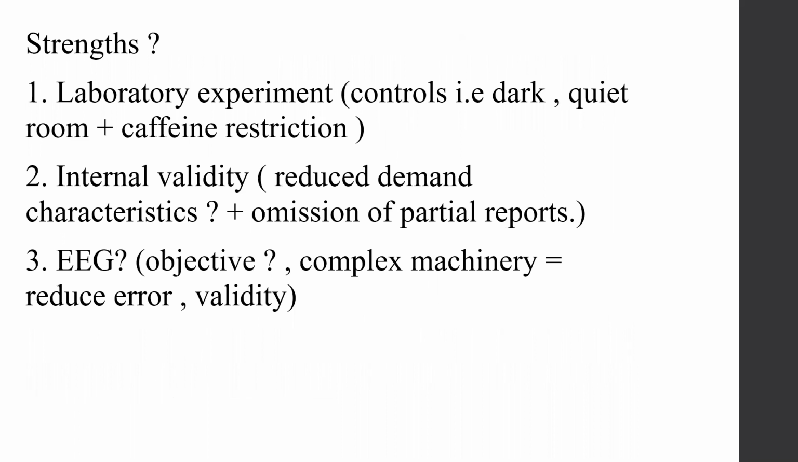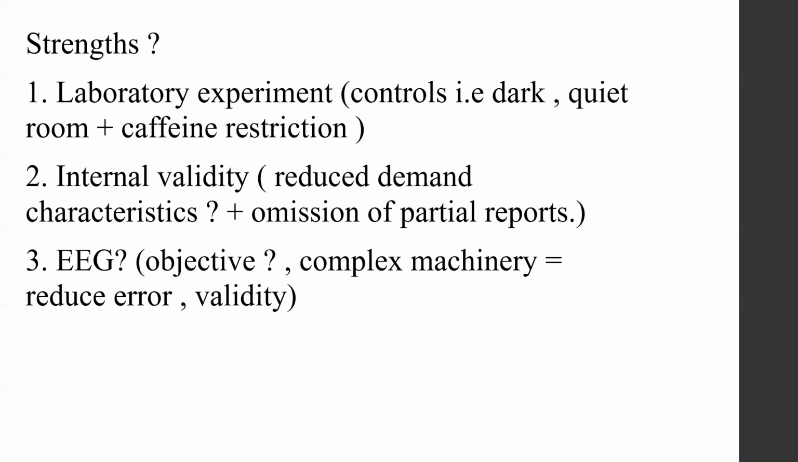So let's talk about the evaluation. Strengths: these are the points: laboratory experiment, internal validity, and EEG. I've added some short questions for you to think about. I'd recommend you pause here and try to think about why these are strengths. Okay, so why was laboratory experiment a strength? It allowed researchers to be more confident in establishing a causal relationship due to high internal validity.